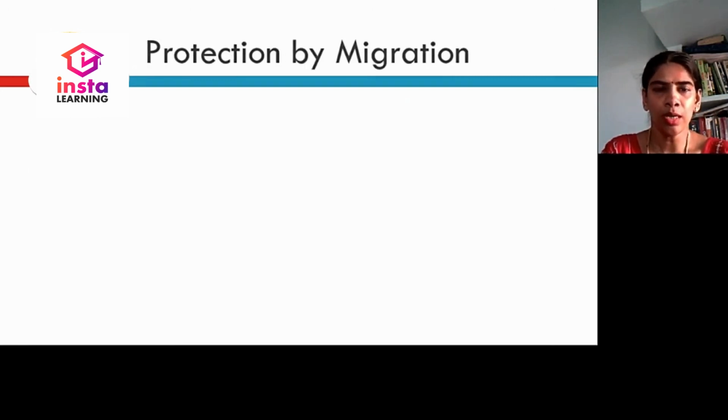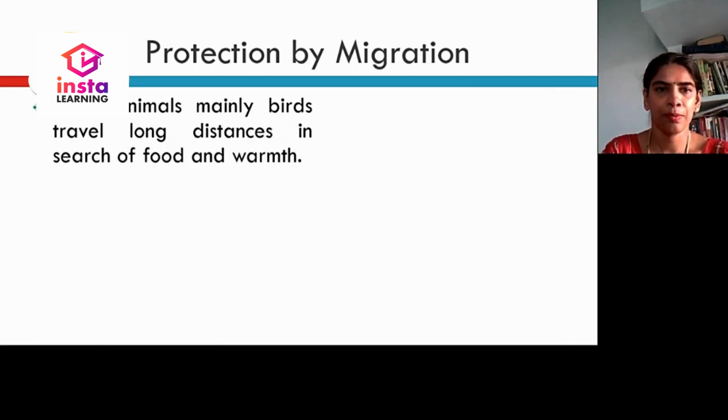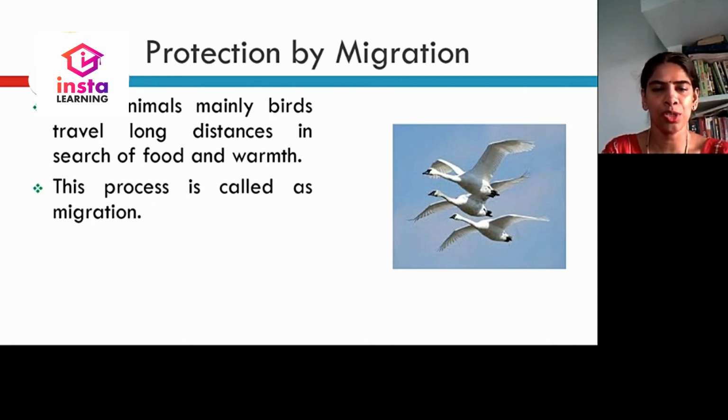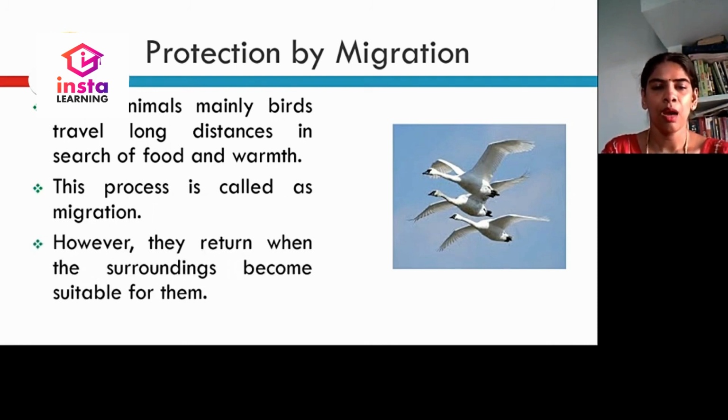Let us now learn how animals protect by migration. Some animals, mainly birds, travel long distances in search of food and warmth. This process is called migration. However, they return when the surroundings become suitable for them.